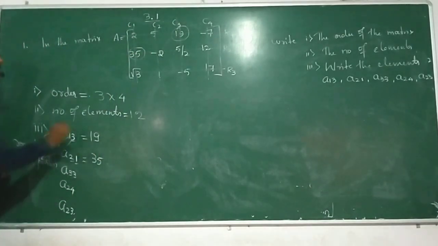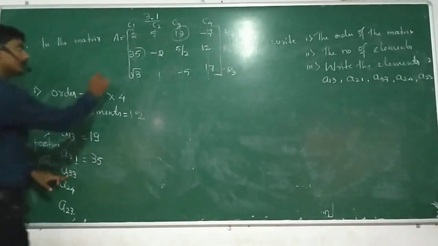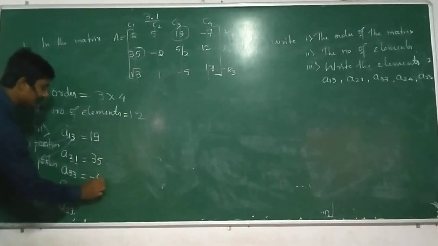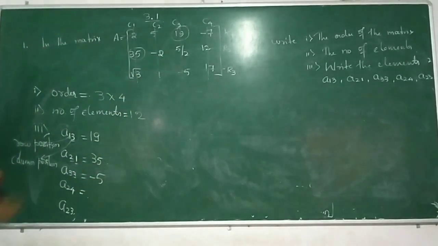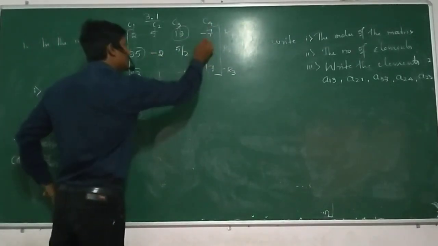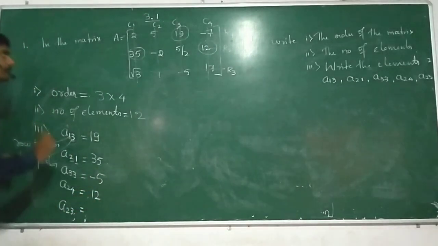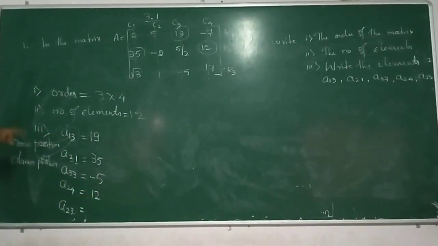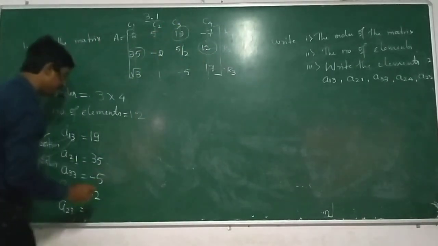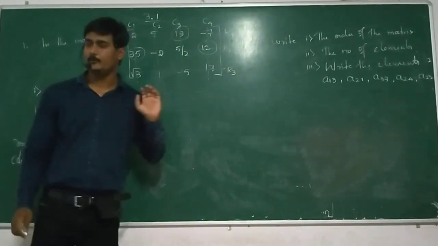35. So A21 is equal to 35. A33 is equal to what? Third row, third column, that is equal to minus 5. What about A24? Second row, fourth column. So A24 is equal to 12. A23, second row, third column. So A23 is equal to 5/2. This is the solution.